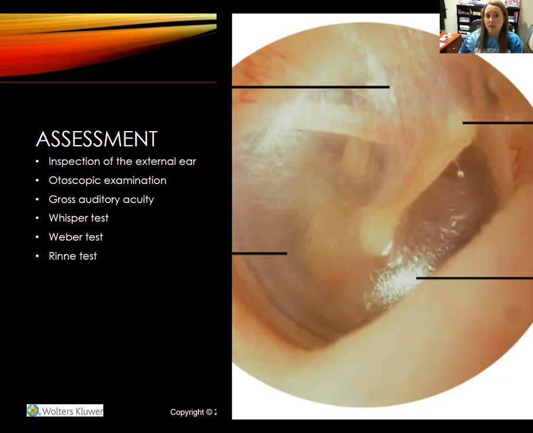You should know that, but I'll review those 2 different types of hearing loss as well. And then some diagnostic tests we have are audiometry, which tests the frequency, pitch, and intensity of sound that you're able to hear.